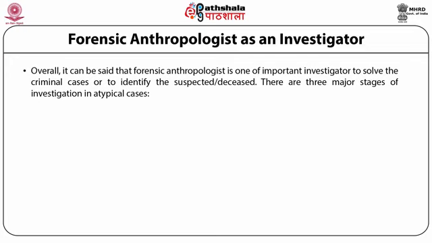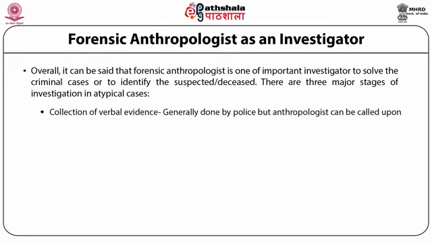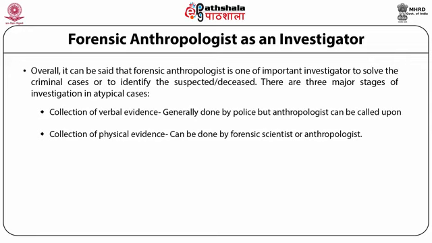There are three major stages of investigation in a typical case. The first is collection of verbal evidence, which is generally done by police, but the anthropologist can be called upon. The second is collection of physical evidence. It can be done by a forensic scientist or anthropologist. The third is analysis of evidence, which can be carried out by a forensic expert.